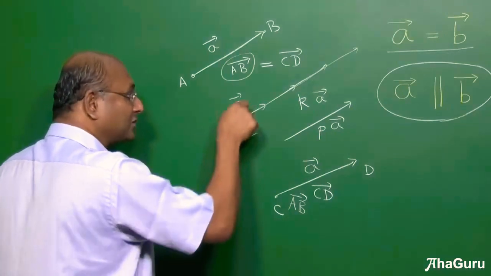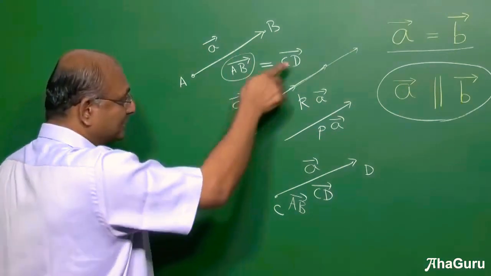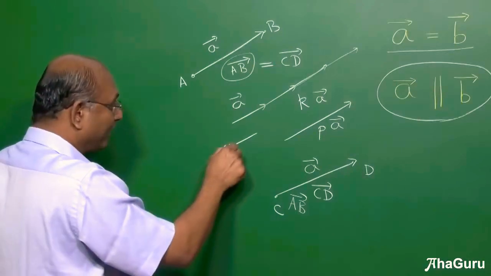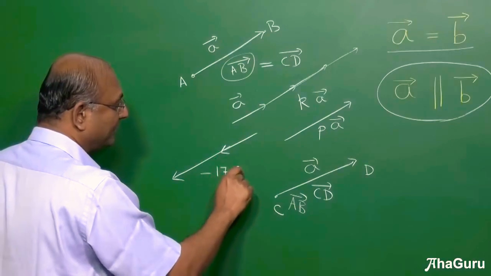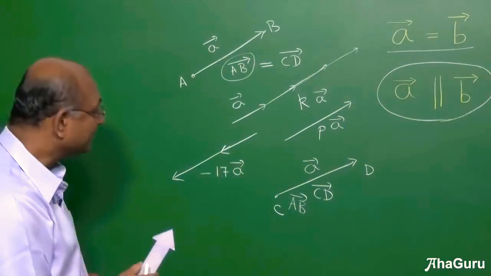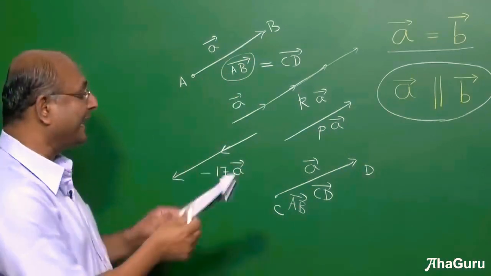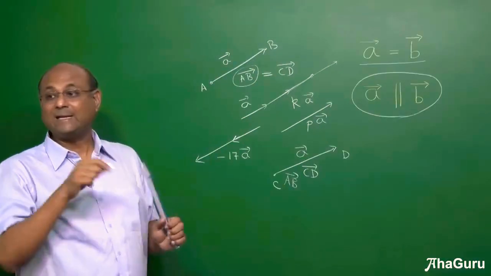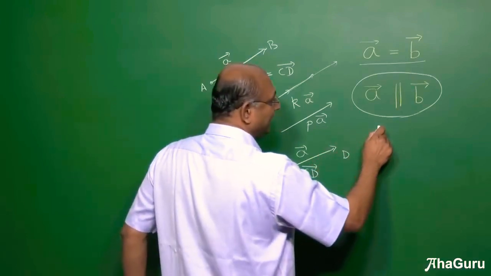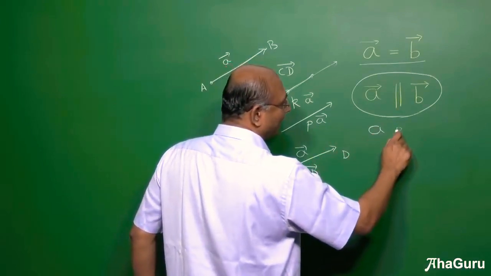This is also parallel to A, because all I have done is to change direction. Or if I look at this vector, this may be minus 17 times A vector. But this is also parallel, except the direction is opposite. So we call this anti-parallel.